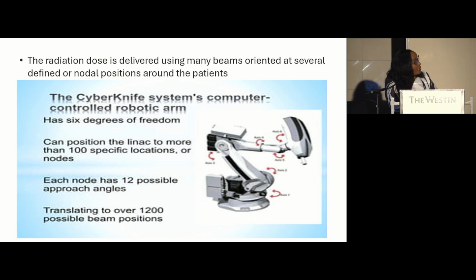So the main thing about the robot is that it has 6 degrees of freedom, and because of this, it has very many axes: X, Y, Z, and then we also have P, R, and W axis. And because of that, we have what we call nodes, a pathway that the robot is able to take, and we have up to 100 nodes, and each node has 12 possible angles that the robot can take. Therefore, we have about 1,200 beams that we can use to treat our patients.